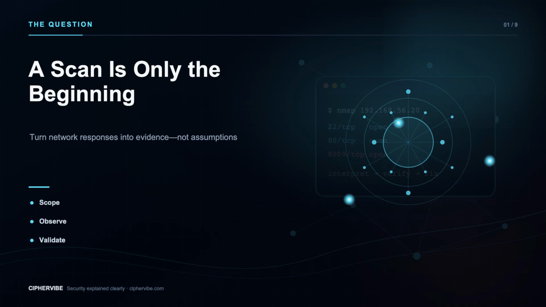In this original CipherVibe guide, we will move from a first scan to a defensible finding inside an isolated lab. We will discover an owned target, scan a small set of ports, identify a service, compare the result with evidence on the target, make one safe correction, and rescan.